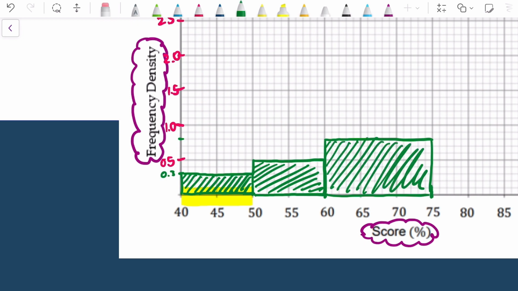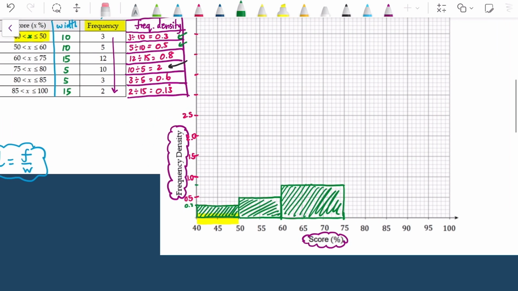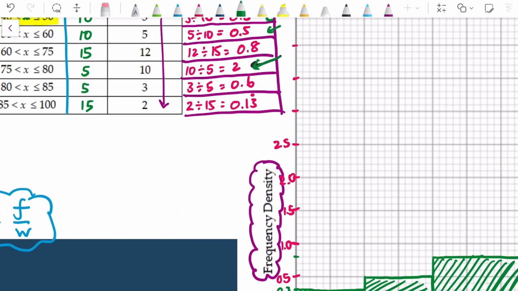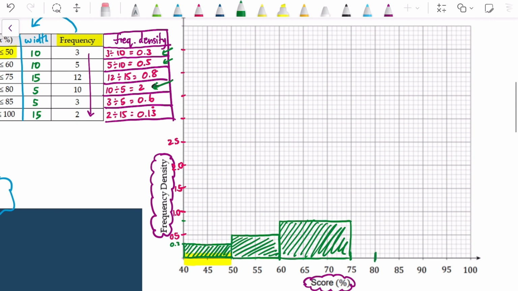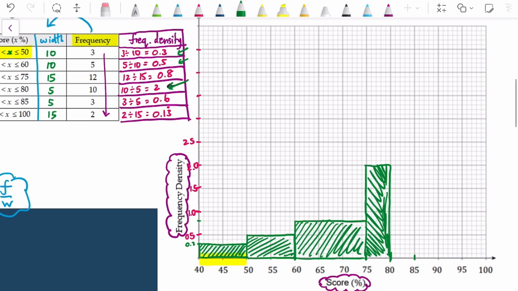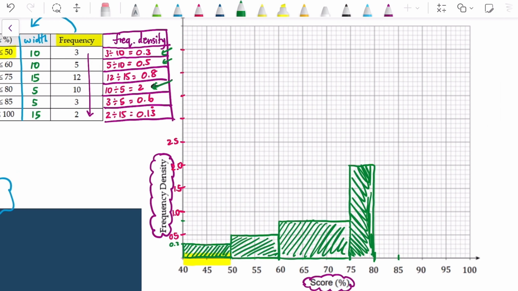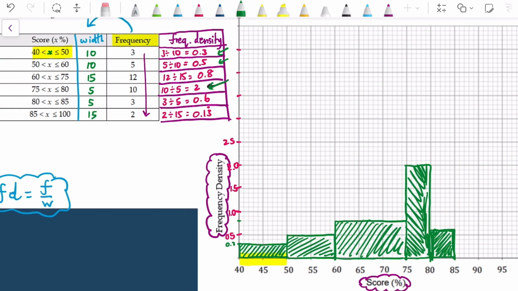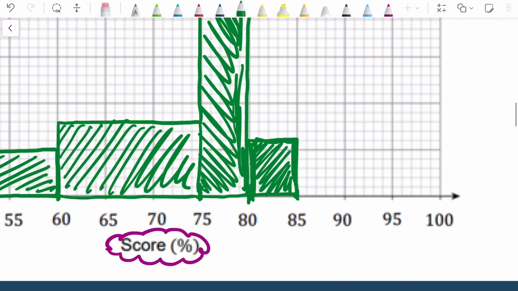Okay, on to the next one. 75 to 80, 75 to 80. There, I'll make my little mark, and it goes up all the way to 2 up there. So I just shade it in. Next one, 80 to 85. There we go. It goes up all the way to 0.6, which is there. And then the next one, 85 to 100, goes up to 0.13.